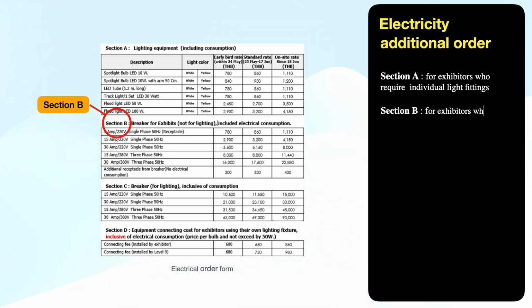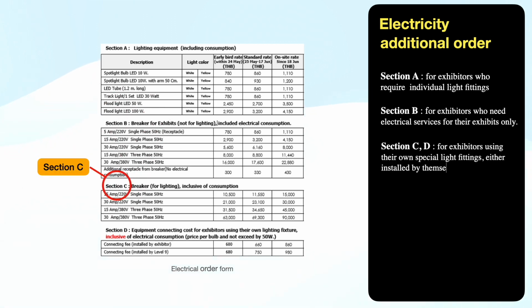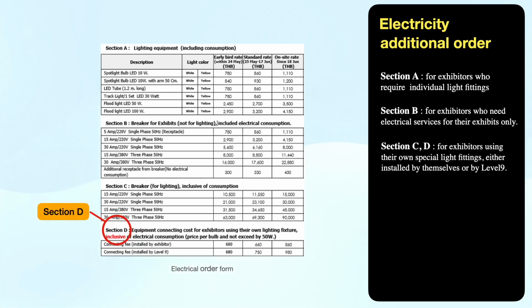Section B is for ordering electricity supply for general electrical equipment that is not lighting systems. Section C is for reserving electricity supply for lighting equipment. Only those who bring in their own lighting equipment will need to reserve electricity supply from this list. And the last, Section D is for the cost of equipment and labor for installing lighting fixtures bought in by the exhibitor themselves. This already includes the cost of electricity consumption charge.